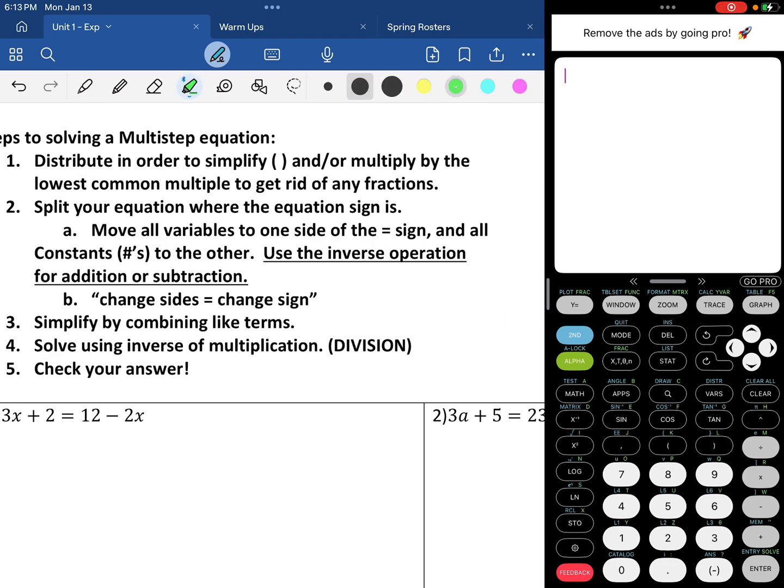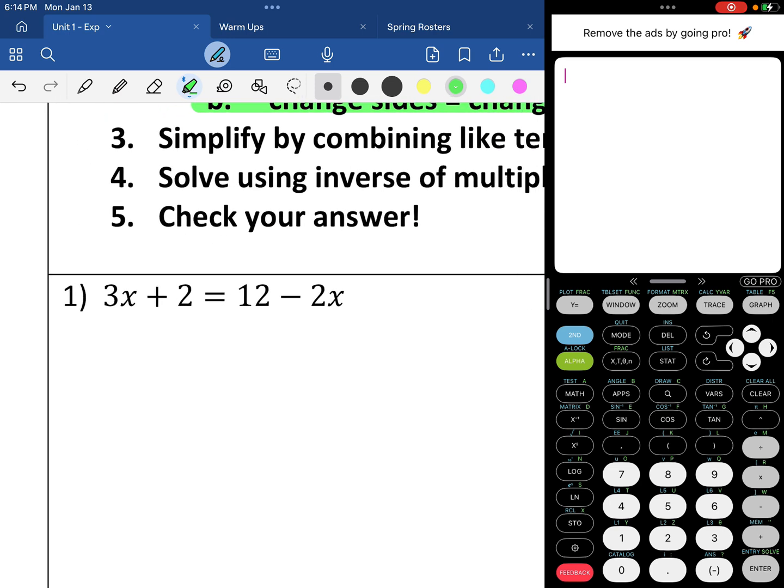So a big thing right here, and you're going to hear me say this a lot when we're back in class: if you change sides, you are going to change signs. Step 3 is simplify by combining like terms. Step 4 is solve using the inverse multiplication, which is just division. And then we check our answer. So let's go ahead and jump into it. Let's look at number 1.